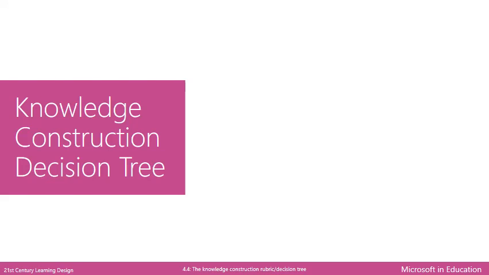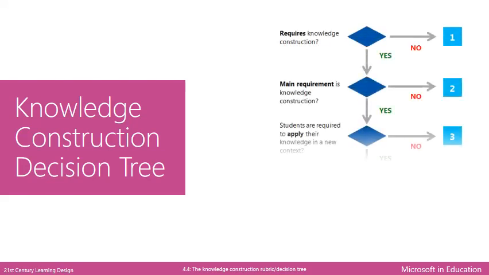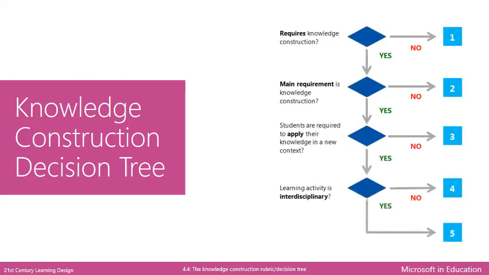As you learned in the previous unit, the decision tree is built around 4 questions, and each question corresponds to a big idea in knowledge construction. So, the first question asks if the activity requires knowledge construction. If not, then the learning activity is coded as a 1. If it does require knowledge construction, then you need to ask, is this knowledge construction the main requirement of the activity? If the answer is no, then the code is 2.